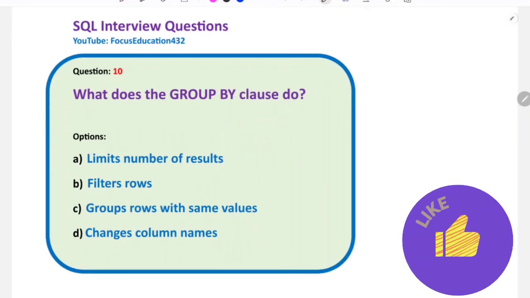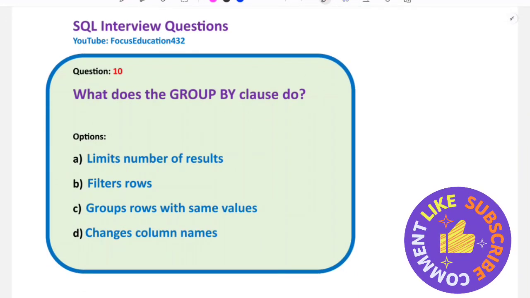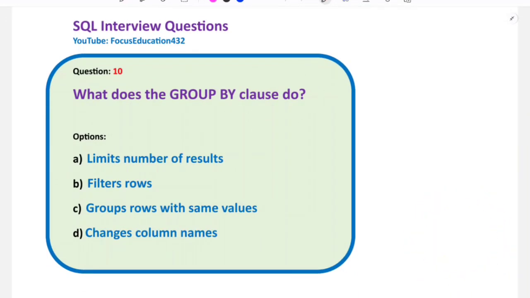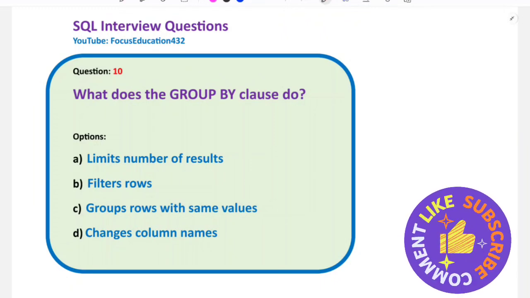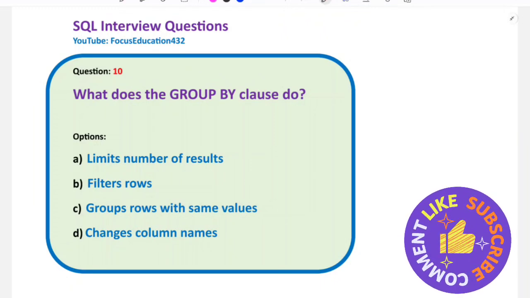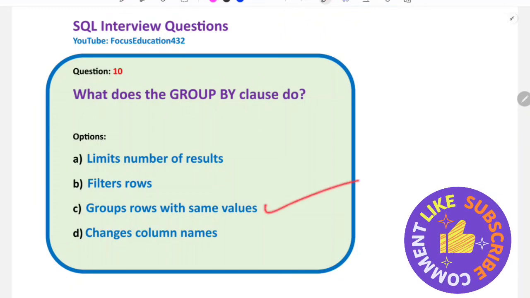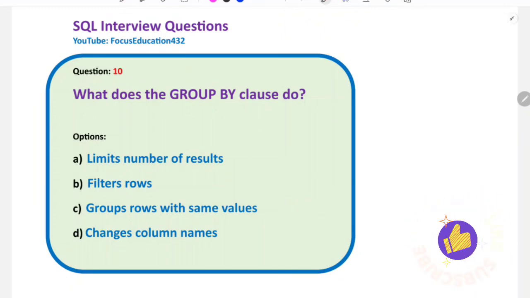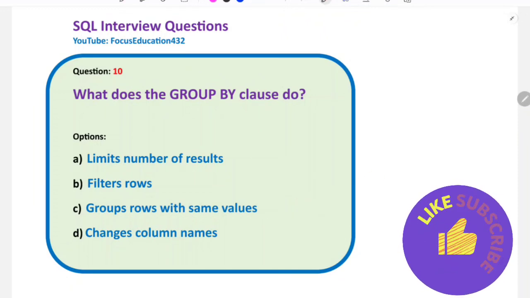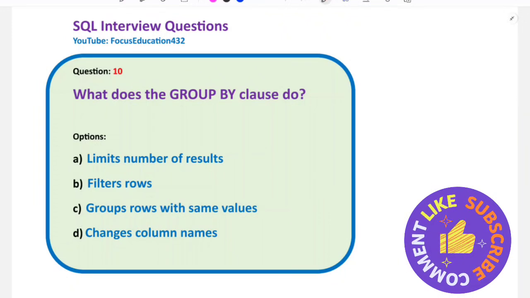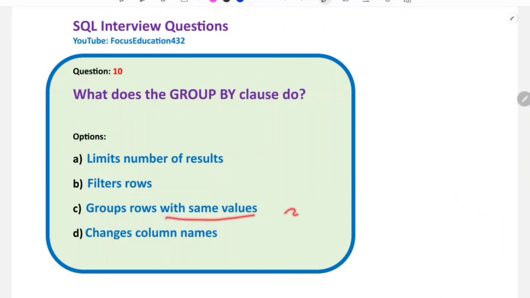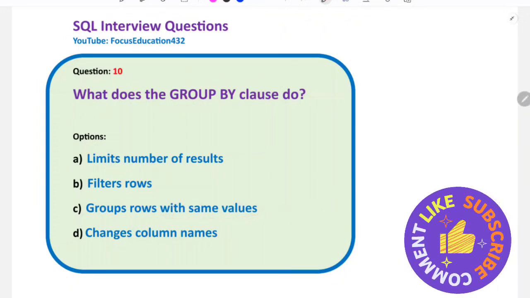Next question. What does the group by clause do? This is very important. Group by is used to group rows with the same values. For example, if department number 20 is there and you want to perform some operation, we use group by. Group by is used to group rows with the same values.